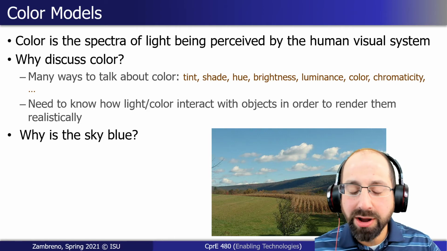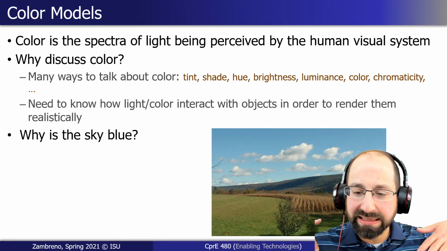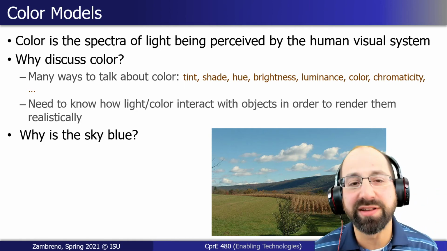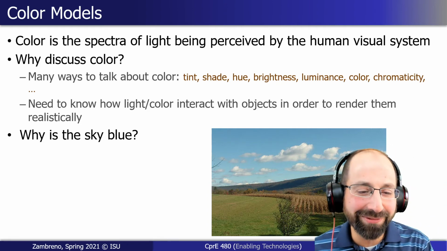Why is the sky blue? Well, we know the light is not blue, right? So the light is white. The light coming from the sun is roughly white, at least to the human eye. And because it's white, it's actually a mixture of everything, right? So we have all the different colors of the rainbow when we have light coming in.